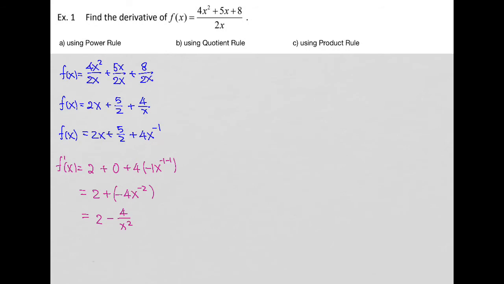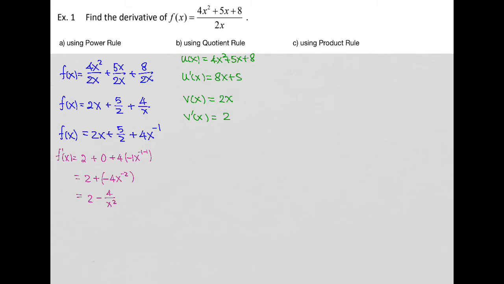Next, we're going to use the quotient rule to differentiate the function f. So the numerator will be our function u, and the denominator will be our function v. So u(x) equals 4x squared plus 5x plus 8. That means u prime x will become 8x plus 5. And that defines our v(x), which is the denominator 2x, and v prime x will be 2.